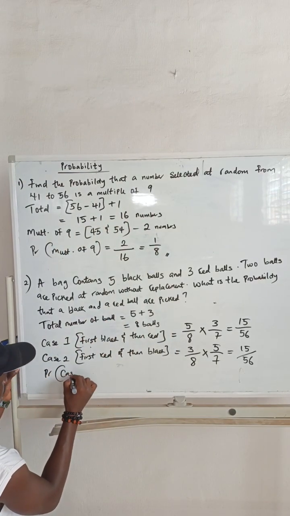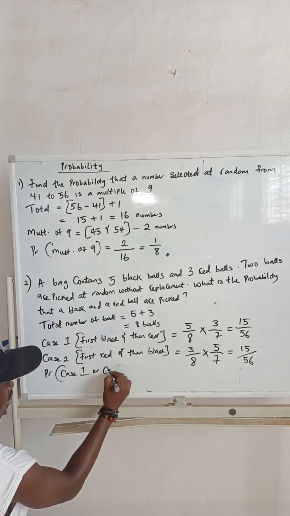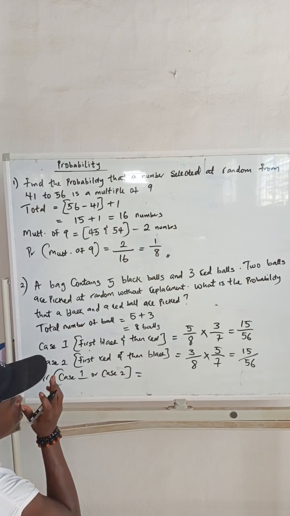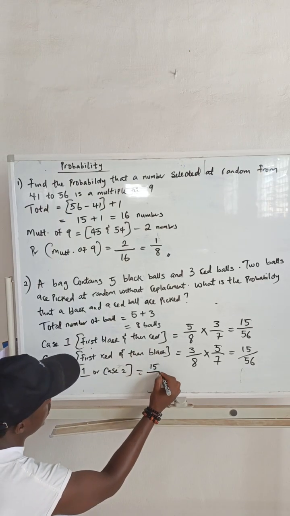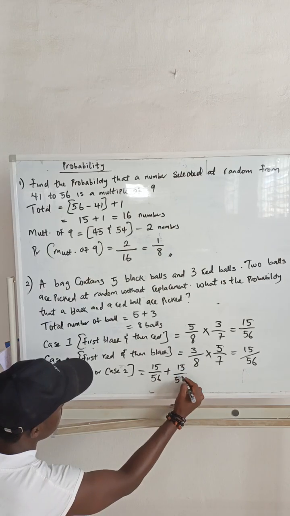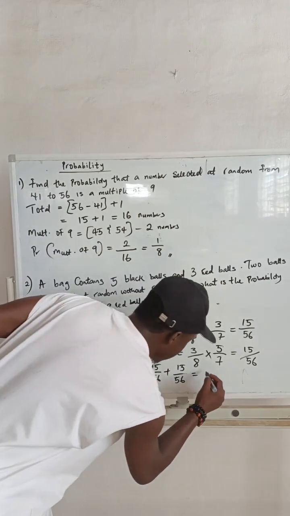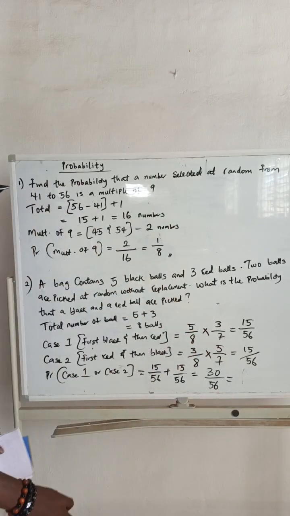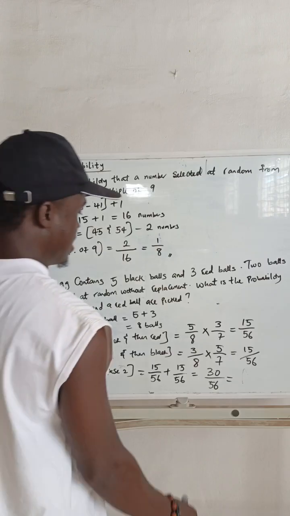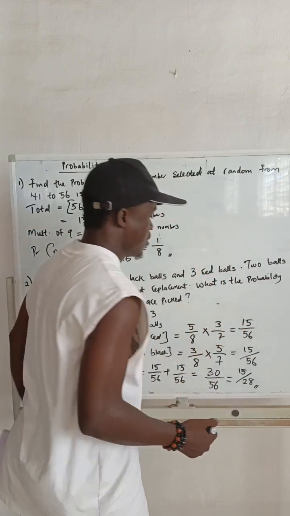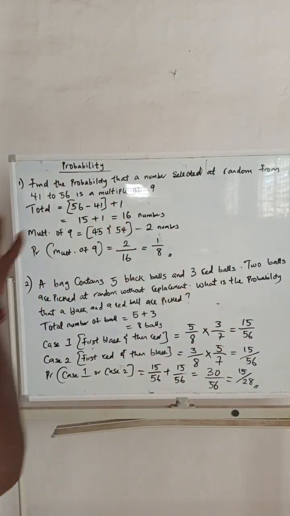Probability of case 1 or case 2. And "or" means addition. So case 1 is 15/56, plus case 2, which is also 15/56. So this gives us 30/56. And 30/56 can also be broken down to be 15/28. Yes, 15/28.